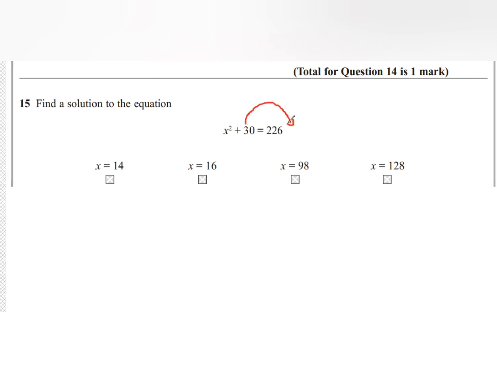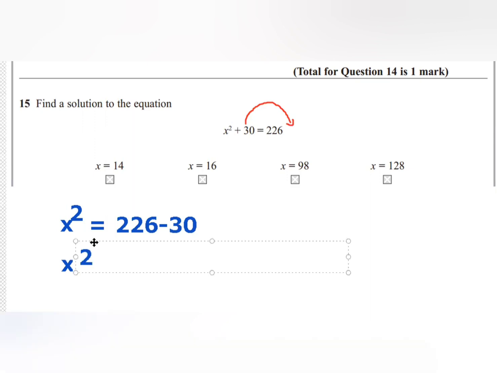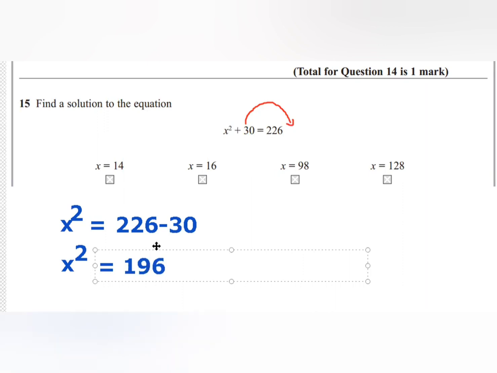So let's write it here. We're going to write x squared. Follow the steps and you'll do well. So x squared equals, because we took 30 to the other side, 226 minus 30. Steps are important in answering any question, so you have to follow them. So 226 minus 30 is going to be 196.